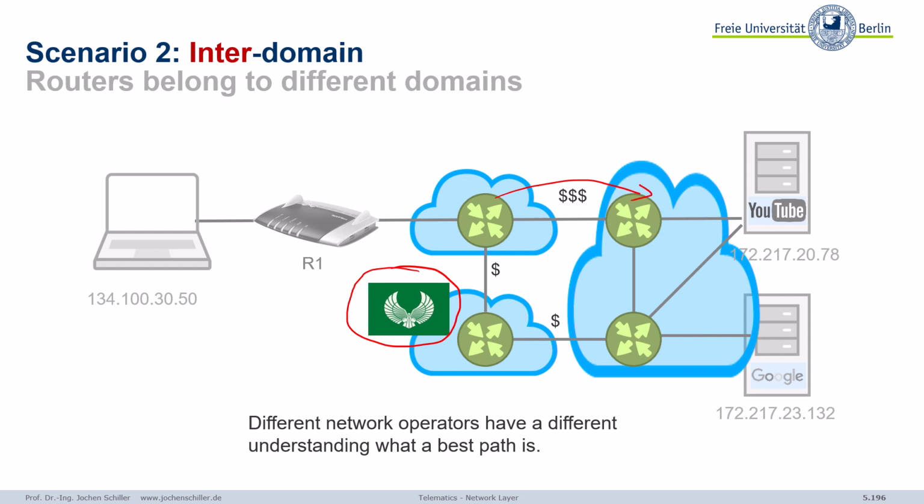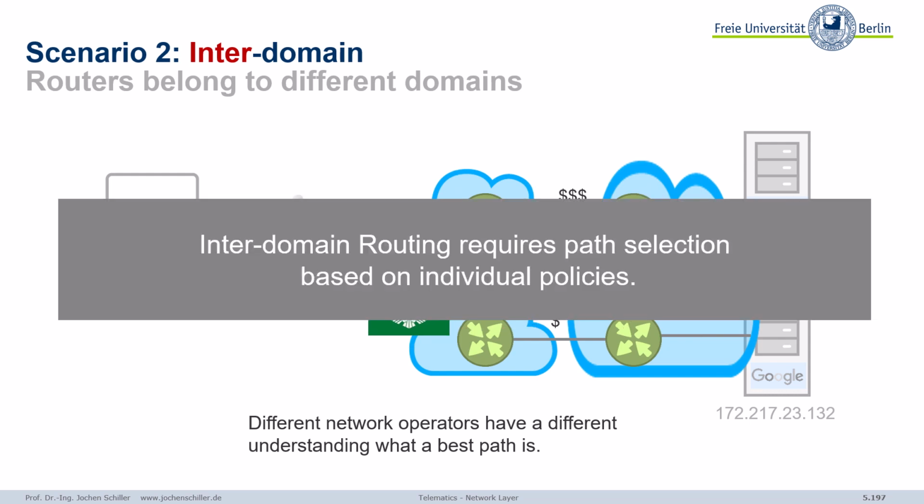Okay, but now this is your individual policy, because maybe there's traffic coming from yet another domain, and those two domains are friends. And they have no problem if their traffic takes the cheapest route. Whoa. So you see, it's getting complicated. You may have really completely different policies. So inter-domain routing requires a path selection based on individual policies, and they can be really different between different operators.